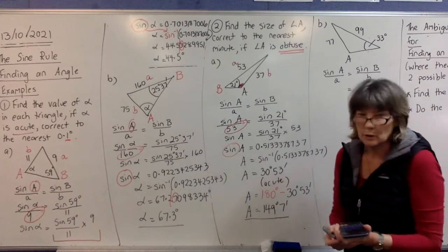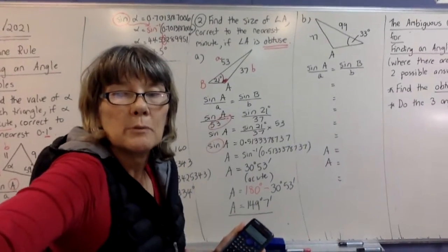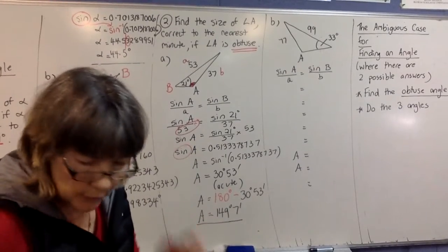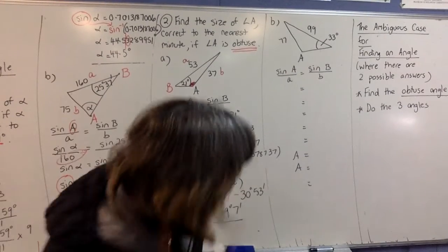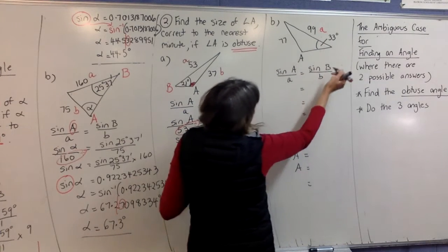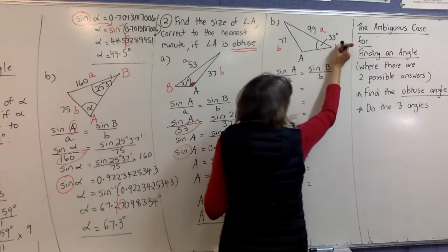And that's the answer to your question. So we're going to do another one of those where we're finding an obtuse angle. So we just go through the normal process. We're finding angle A, so this is little a. Little b would be the other side, and angle B would be opposite it.